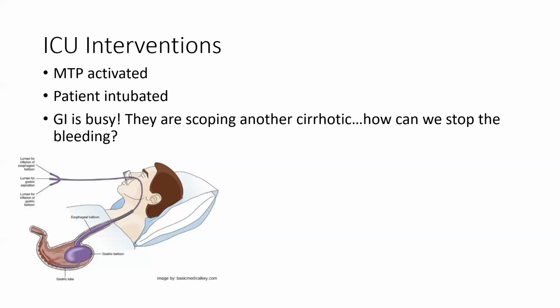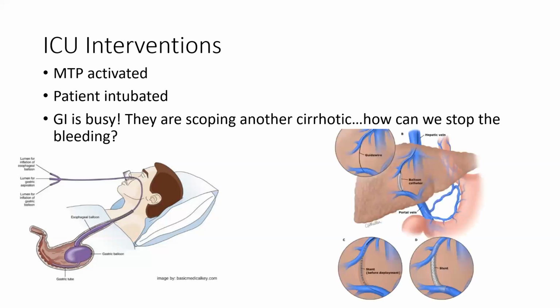Okay, and then let's say that you tried the Minnesota tube, but it's not quite working. What's another service that you can call for a procedure to help out with GI bleeding in a cirrhotic? Yeah, what are they going to do? TIPS. Great. So TIPS, they basically go in there, they put a stent in to bypass the portal system to reduce the pressure. And so, if GI can't scope them for some reason, IR is usually in-house, they can get there pretty quickly. They can do a TIPS. What's a contraindication to TIPS?